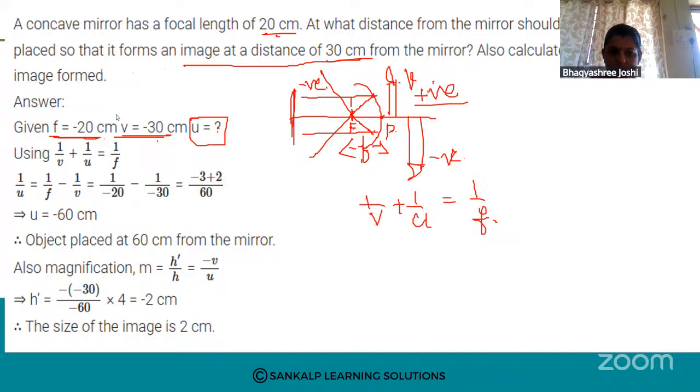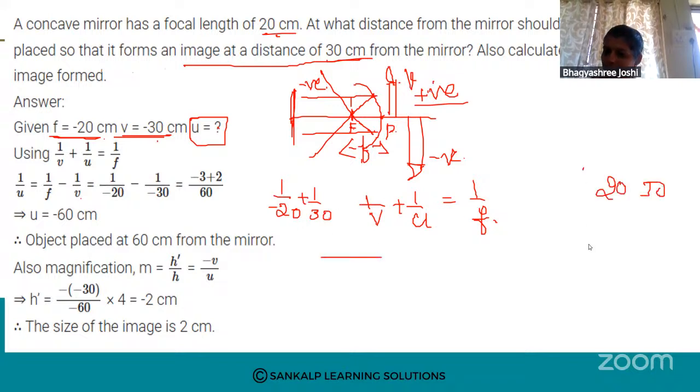So transfer this V to this side. That is 1 divided by F minus 1 divided by V is equal to 1 divided by F value is minus 20, minus 1 divided by V value is minus 30. So this is 1 divided by minus 20 minus into minus plus 1 divided by 30. So 20 and 30.